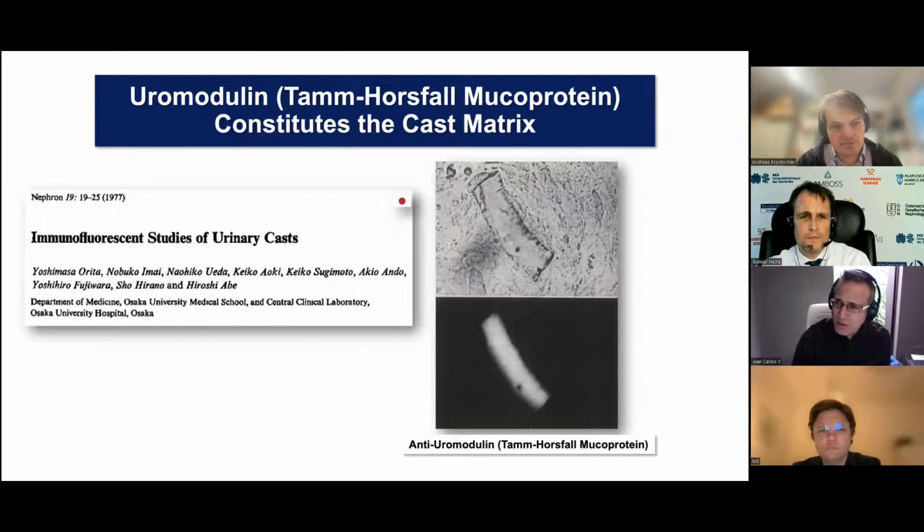And I always like going to historical publications. This is one from 1977 when Dr. Orita in Japan was the first to report, using immunofluorescence, that uromodulin constitutes the matrix of a cast. This image to me looked like a waxy cast, but it was reported to be hyaline at that time. It could be due to the way the image was captured.